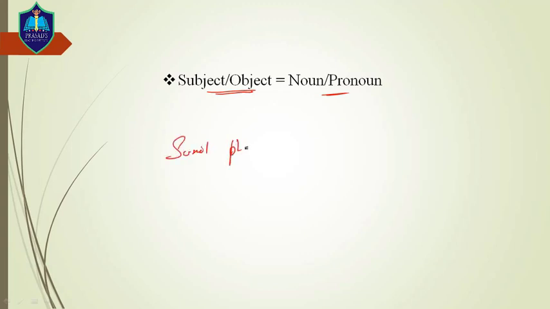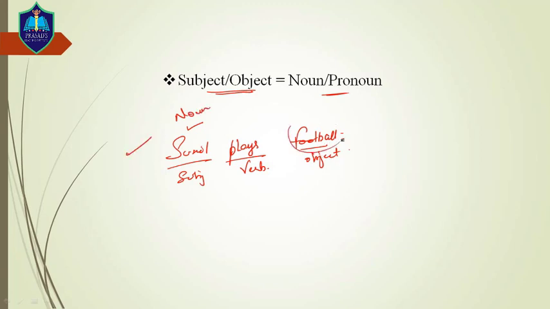In the sentence, both the subject and object will be either noun or pronoun. Sunil plays football. Sunil is the subject, we are done, right? Plays is a verb and it is done. Football is the object. Check: the subject is Sunil, Sunil is a noun and it is correct. Football is the object and football is also a noun. So this is very simple. In the sentence, both the subject and object should be either noun or pronoun. This is the second rule.